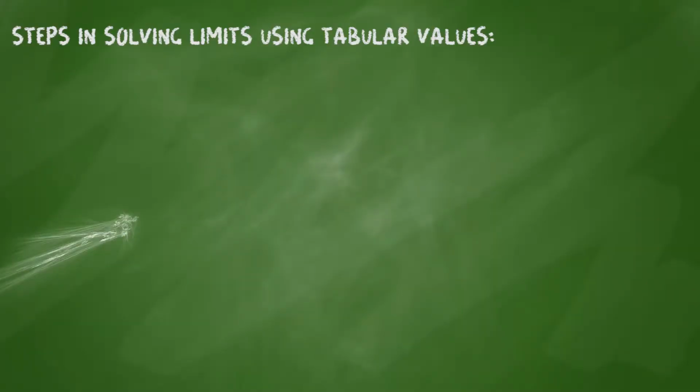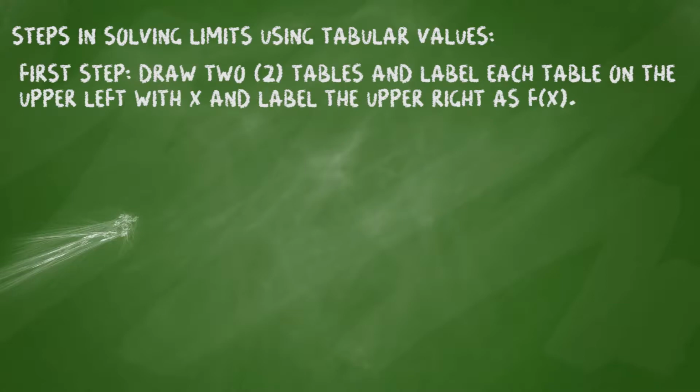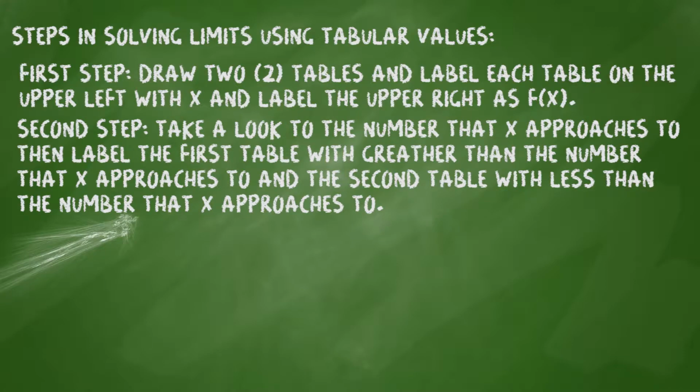The steps in solving tabular values. First step, draw two tables and label each table on the upper left with x and the upper right as f of x. Second step, take a look at the number that x approaches, then label the first table with greater than the number that x approaches to, and the second table with less than the number that x approaches to.